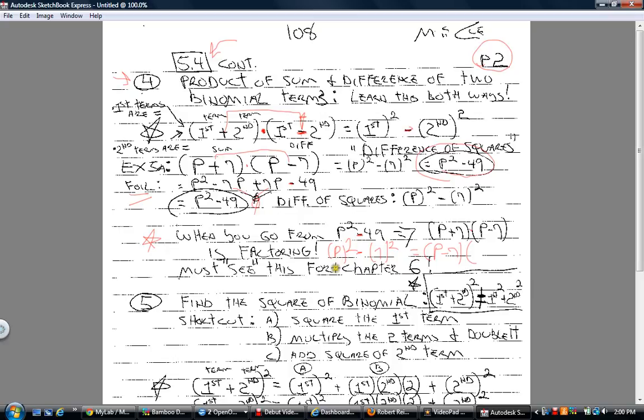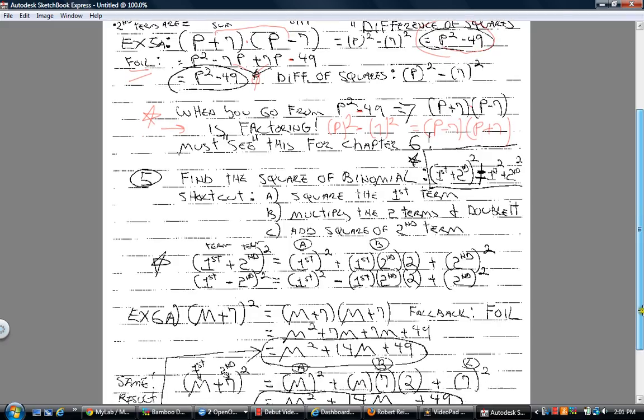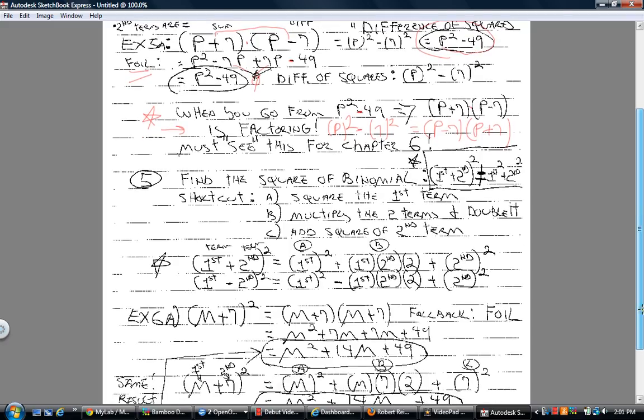Drop down the square roots, drop down the signs, p minus 7, and multiply it by its conjugate. Now, that's not for this homework, but that'll get you set up for chapter 6. Okay, so we got to get used to multiplying binomials.